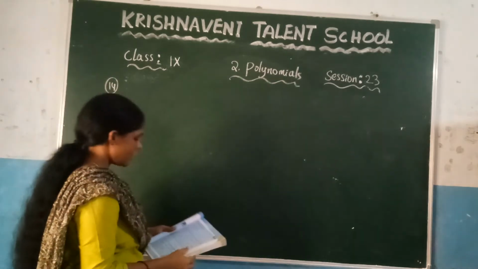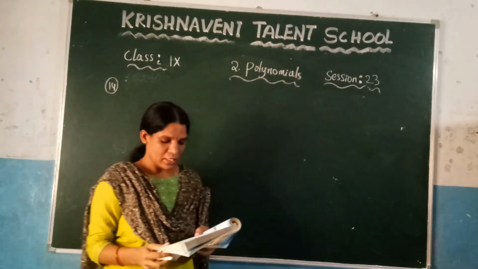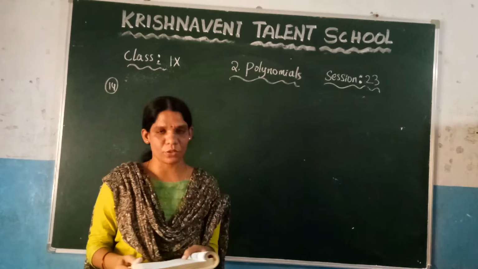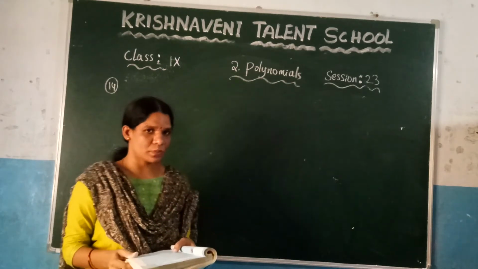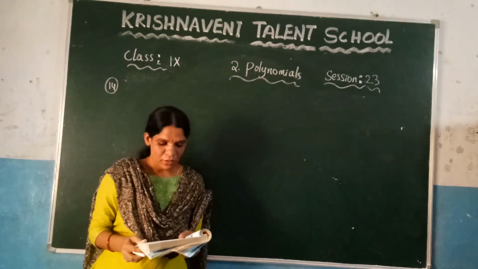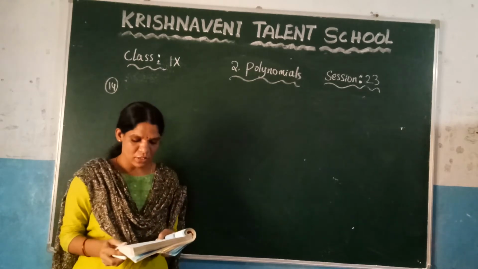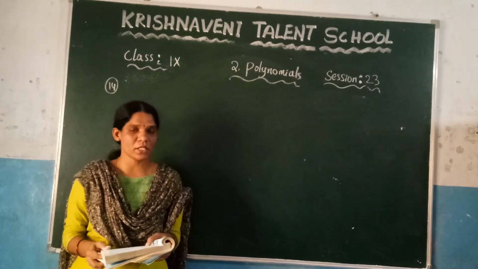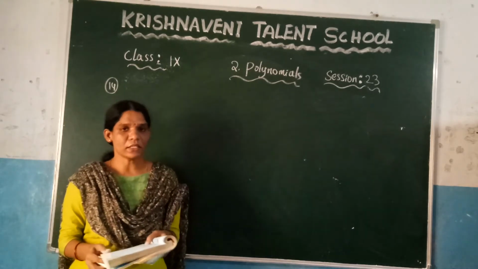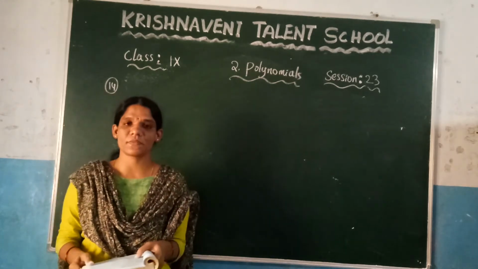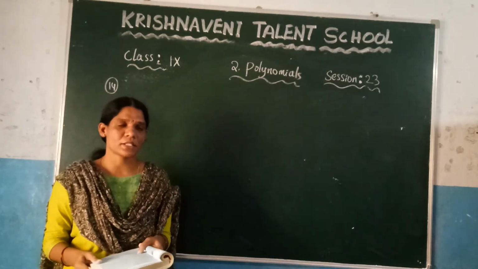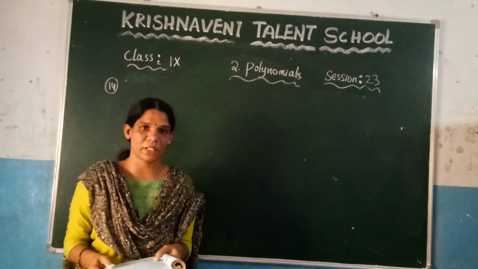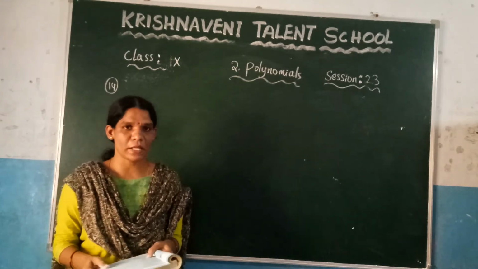Fourteenth question. Here the question itself says that without actually calculating the cubes, there is no need to calculate the cube. Just now I have explained. Without calculating the cubes, just find the value of each of the following. That means you need to apply that relation. What is that? If x plus y plus z is equal to 0, then x cube plus y cube plus z cube is equal to 3xyz.